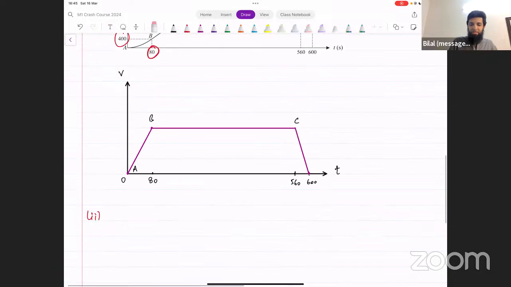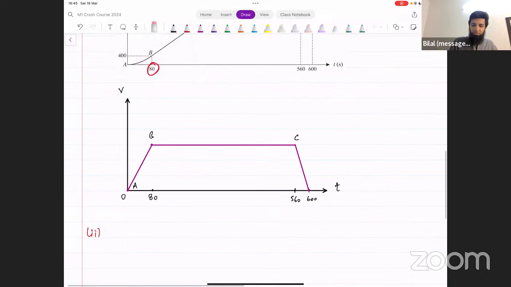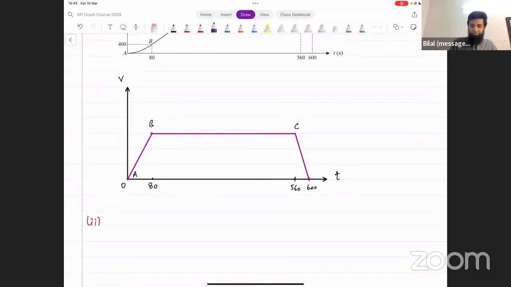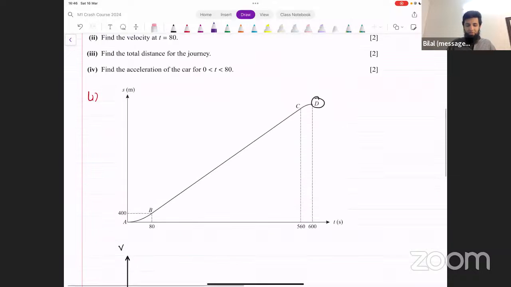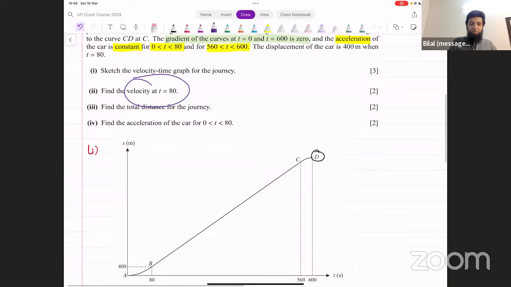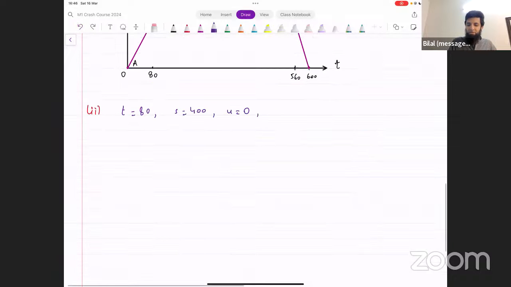That means we can use constant acceleration formulas if we want. So for the first 80 seconds, we know that time equals 80 and displacement equals 400. What else do we know? We know the initial velocity because it started from rest, so u is 0. What do we have to find out? We have to find the velocity at time equals 80, so we're looking for the final velocity.